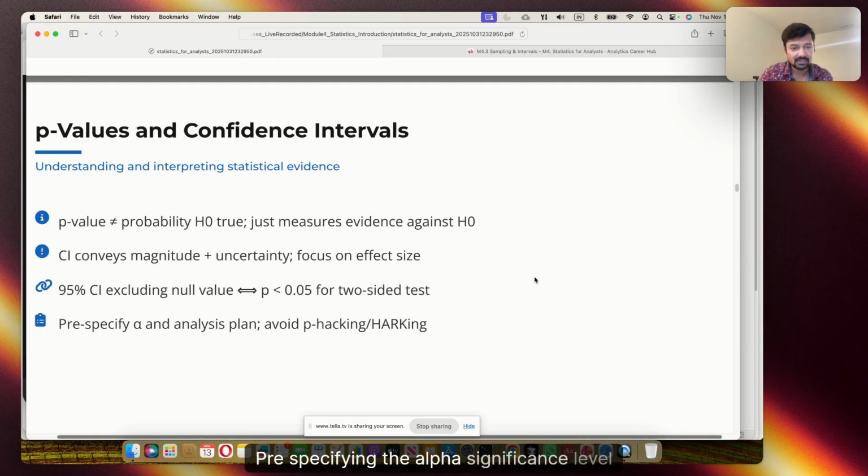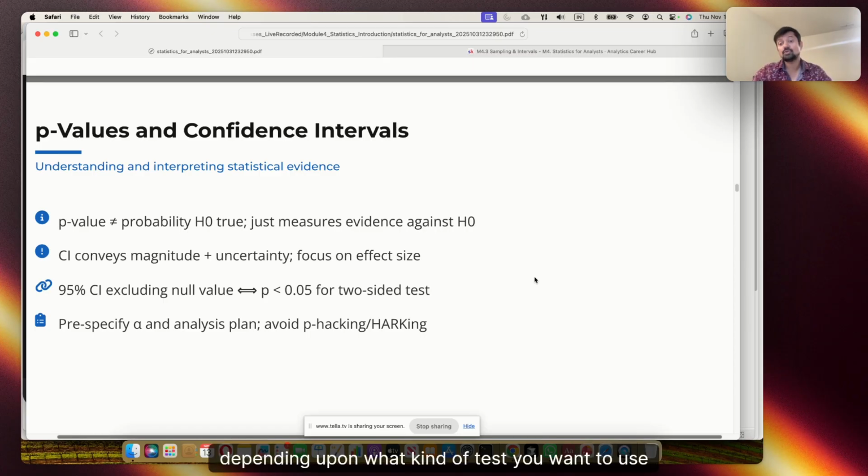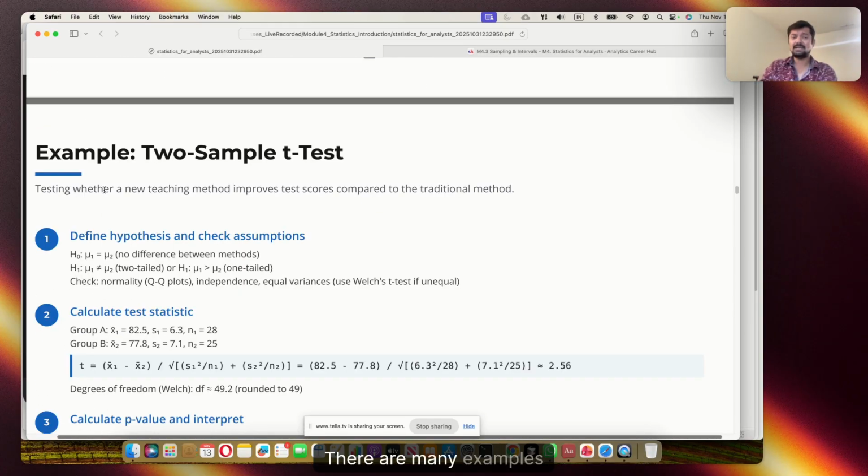Pre-specify the alpha significance level and the analysis plan. Avoid p-hacking. Don't play with the p value by simply changing some of the data values or some of the imputations. Try to specify your significance level beforehand, and make an analysis plan depending upon the study, the questions, and what kind of test you want to use, based on the data distribution and all the other things you have seen. There are many examples.